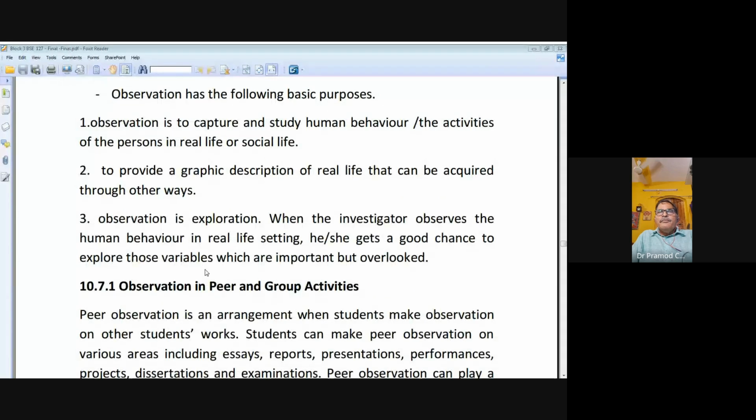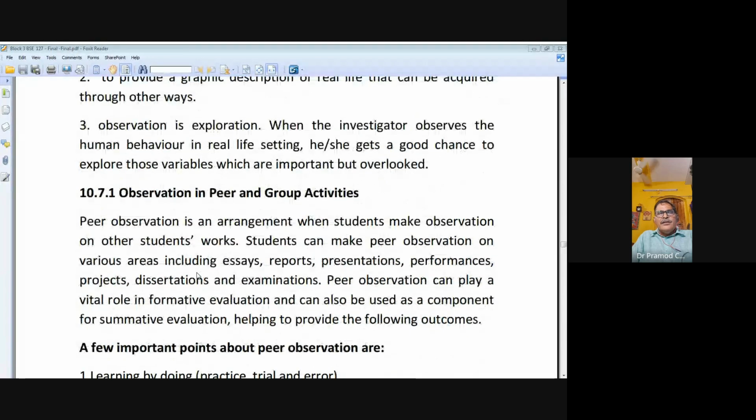So basically we say that if you want a good chance to know about the child, then you must follow the observation method, because goodness will definitely be explored by the teacher. The inborn potentialities of the child are definitely reflected in the association with peers or in the association of the group.